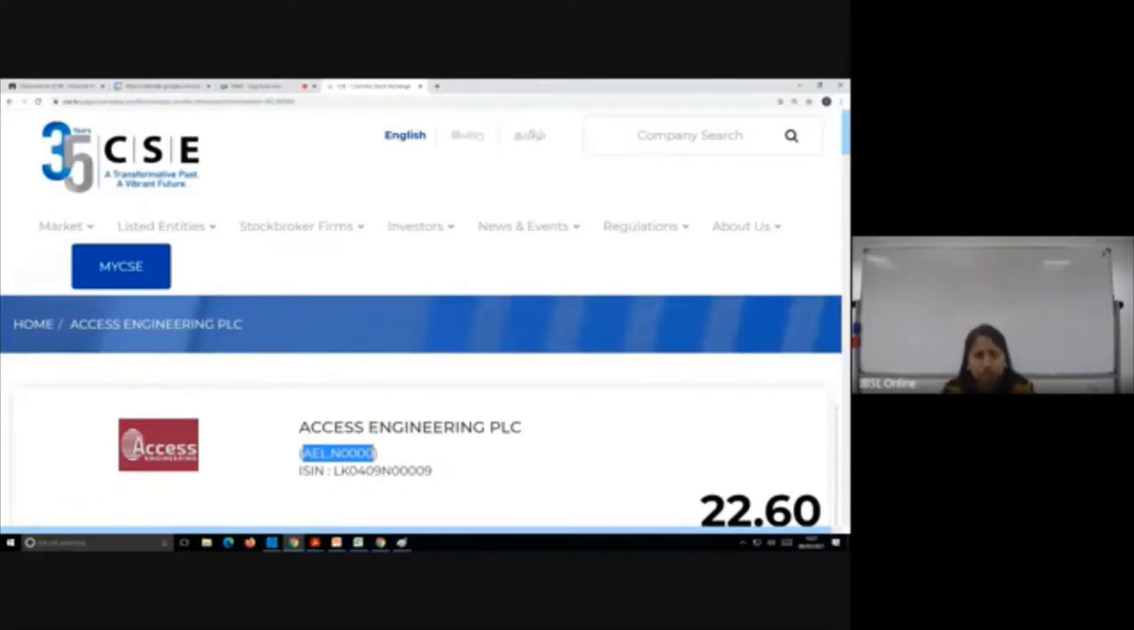Now, this is to denote access engineering. Okay. So now, if you take this symbol, and if any company's symbol has this .N followed by 4 zeros, it means it's an ordinary share. Ordinary share which gives you ownership and control over the company. In other words, it's a voting ordinary share. You have the right to vote and you are one of the owners of that company.